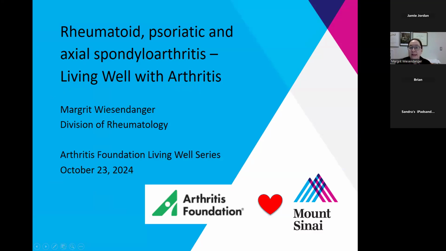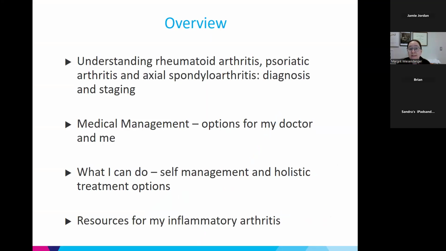Today we're going to speak about the main types of inflammatory arthritis, which are rheumatoid arthritis, psoriatic arthritis, and axial spondyloarthritis. As you'll see, they share some similarities, but they're also very different. So this is the overview. First, I'm going to talk to you a little bit about how these conditions are diagnosed and also staging, which is sort of a way to assess severity or where we are with the condition.